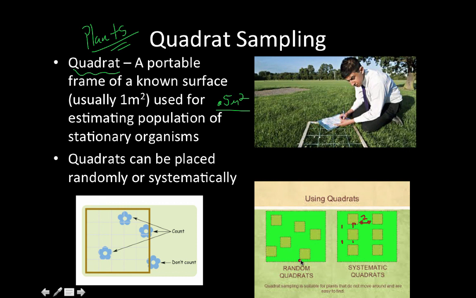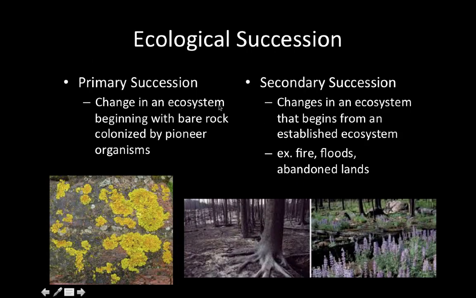Where random is just kind of randomly placed. It's usually a random table of numbers that allows us to place it here on a grid system. That's the best way, or they can just be thrown randomly. Those are two ways that we could do that. So that was how we estimate populations.